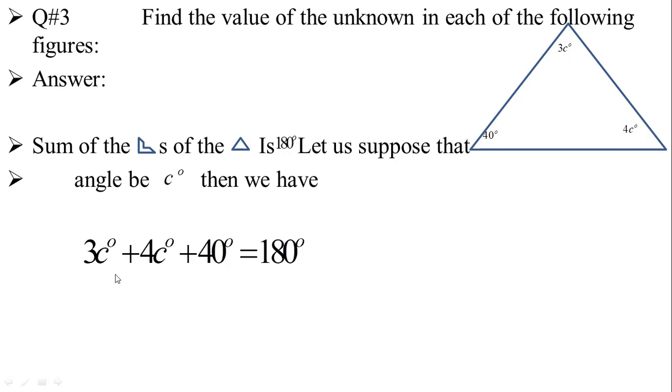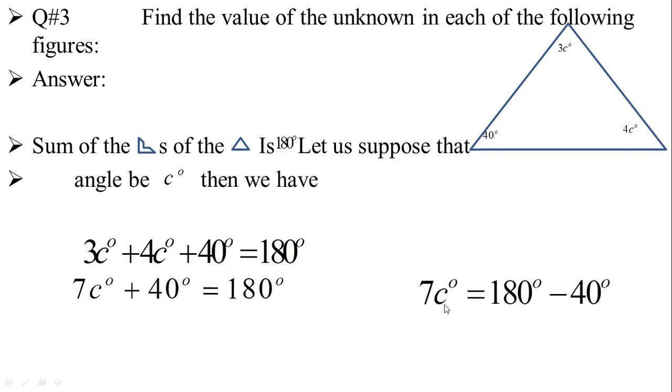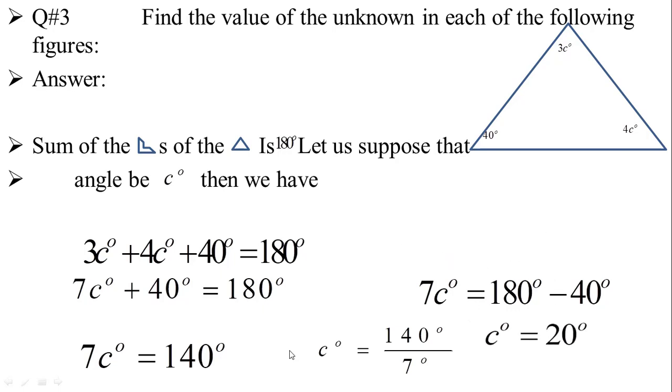We can add 3c plus 4c, it will be equal to 7c. Now we can write that 7c degrees plus 40 degrees is equal to 180 degrees. 7c degrees is equal to 180 minus 40. We can write that 7c is equal to 140. 7 is multiplied, on the other side 7 will be divided. Now c degrees is equal to 140 degrees divided by 7. The final answer is c degrees is equal to 20 degrees.